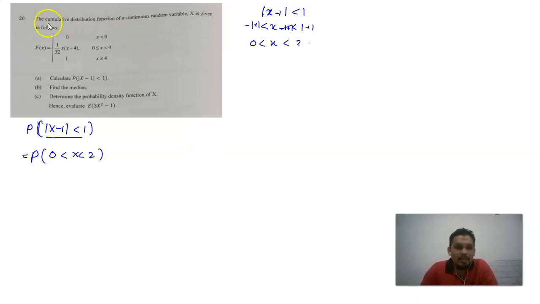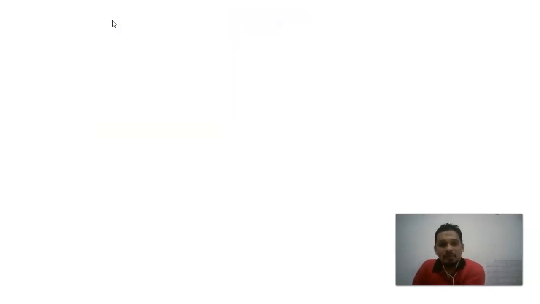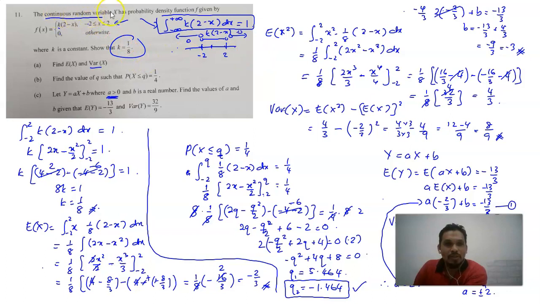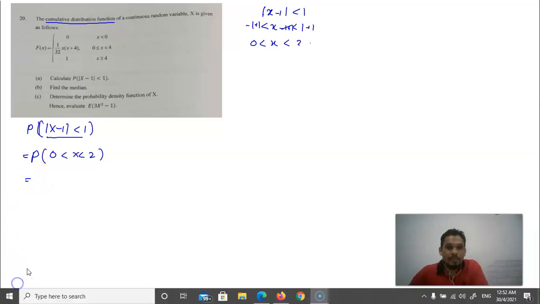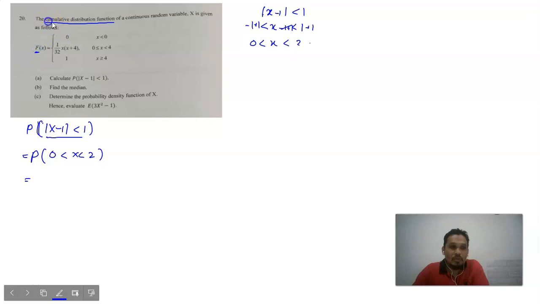Okay class, this is a cumulative distribution function. The difference from the previous question is that this is cumulative. Since capital F is given to us here, which is the cumulative distribution function, we can simply come up with F(2) minus F(0).